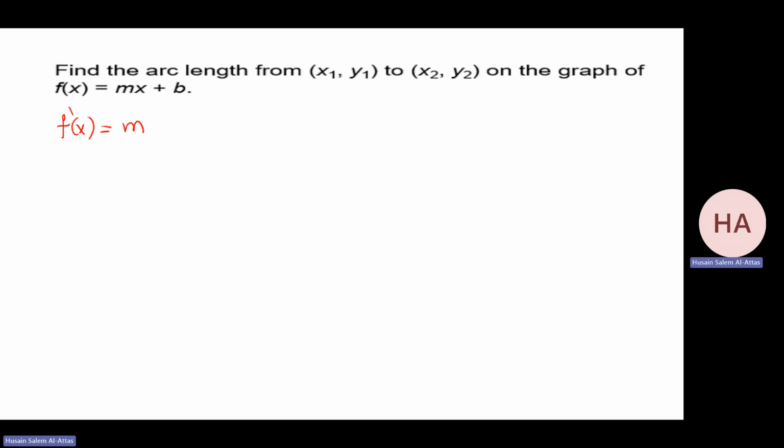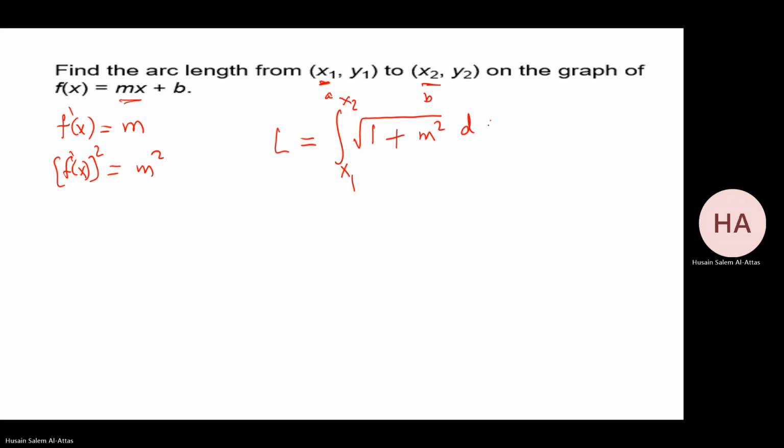That will be m. I need to square it. That will be m squared. Okay. L will be what? Integral. This will be A. The function is in terms of x, huh? And this will be B. This is A, this is B. From x1 to x2. This integral is the square root of 1 plus m squared dx.